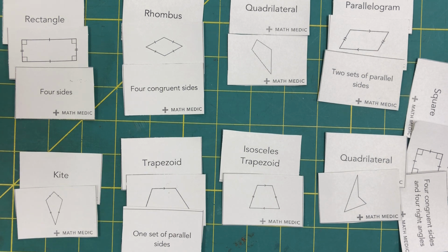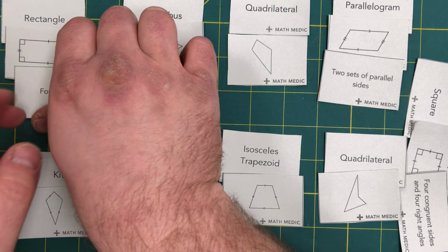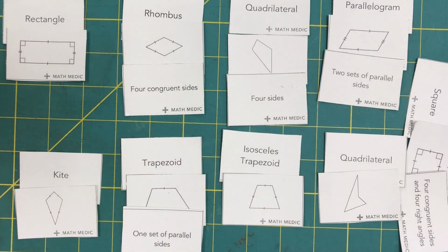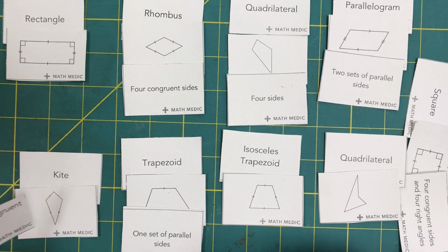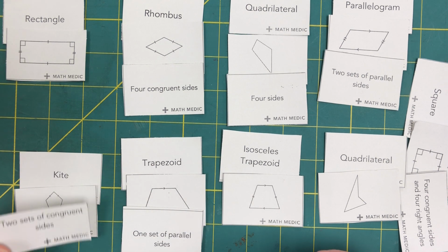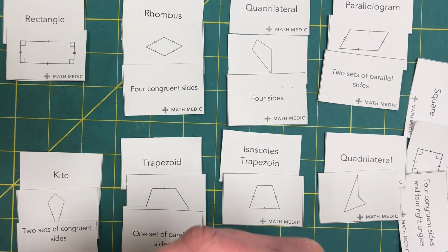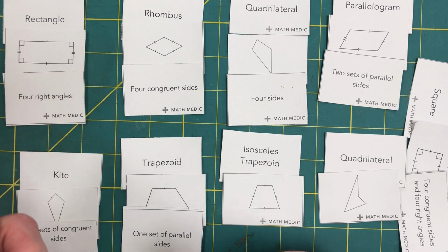Interesting, I don't see that as one of my option choices. Wait a minute, four sides. I feel like I've got something more specific that I can do. I can just put four sides on a regular quadrilateral. Two sets of congruent sides, but that's two sets of congruent sides as well. So I think we're gonna place it there because this is two sets of congruent sides and four right angles. Oh, so maybe this is our four right angles.